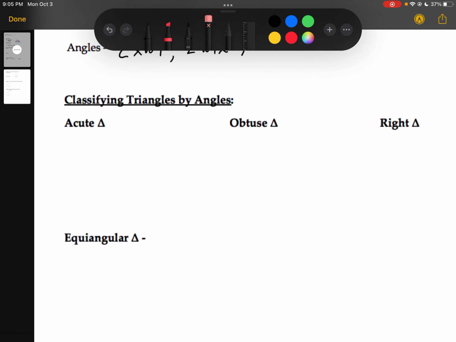So there are 3 different types of triangles. The first one is a cute triangle, as opposed to an ugly triangle. Sorry, dad jokes, gotta slip them in if we can. So all angles here are less than 90 degrees.